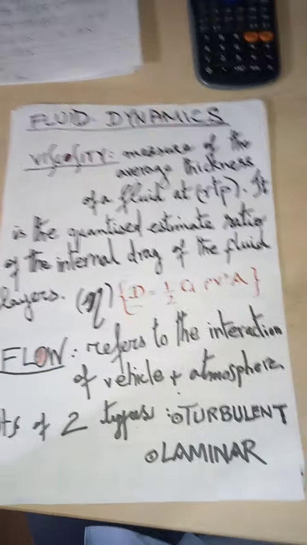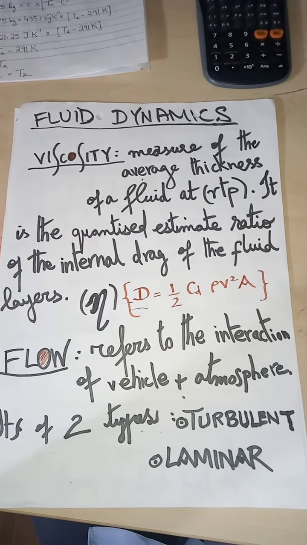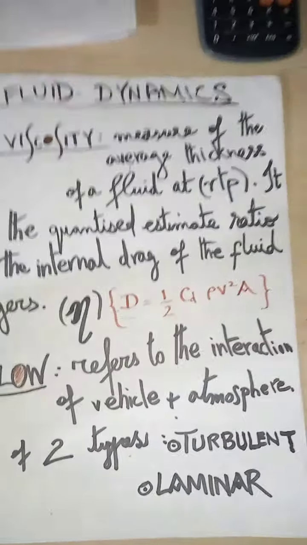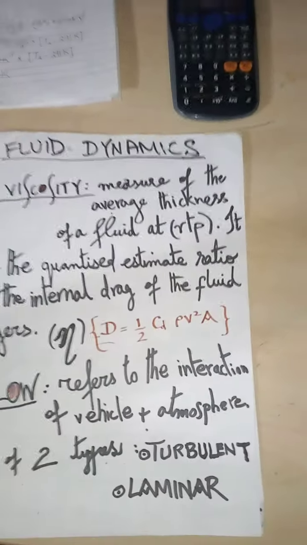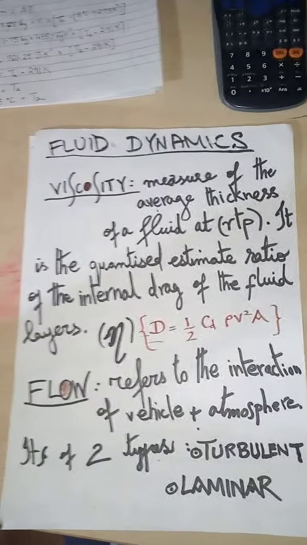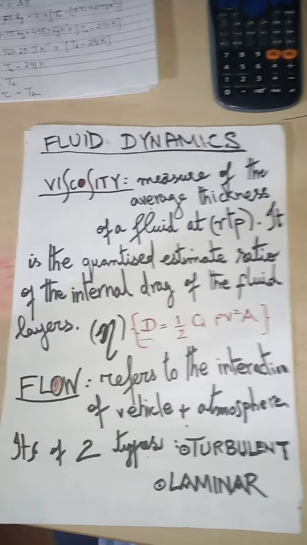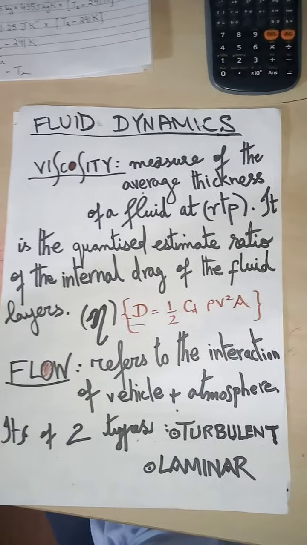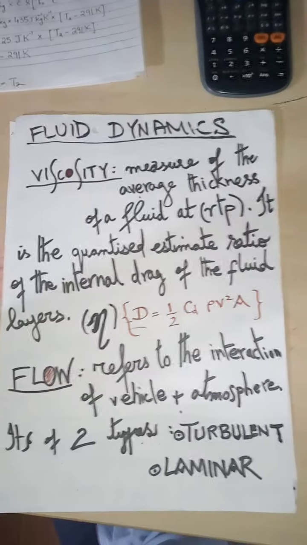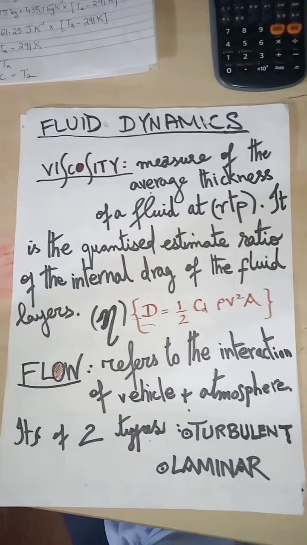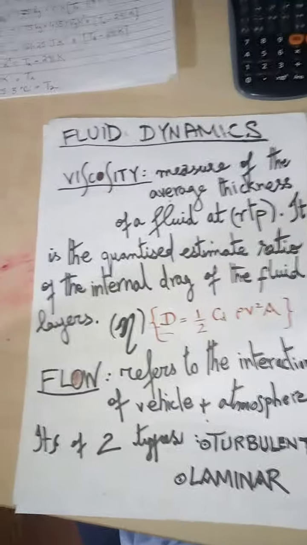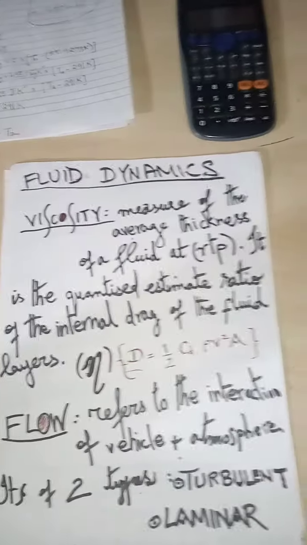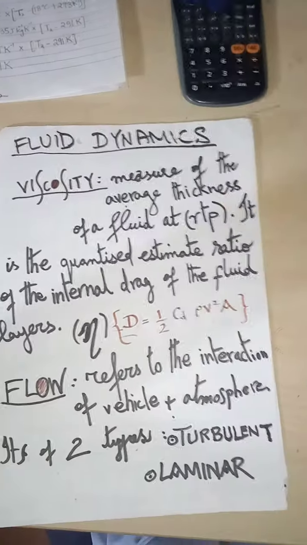And flow, I refer to it as the interaction of vehicle and atmosphere. So the vehicle could be a ball bearing being dipped in a jar of glycerine, or a measuring cylinder of honey, or glycerine, or any other thick oil, motor oil. And it has two types of flow: the first one is turbulent, which is more real life, and then you've got the idealistic laminar flow.